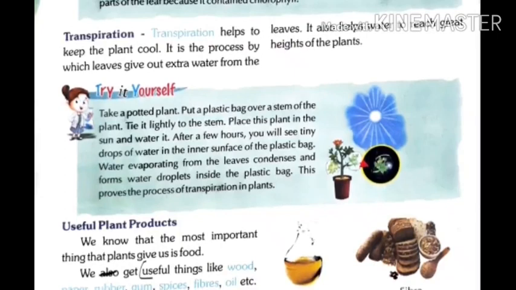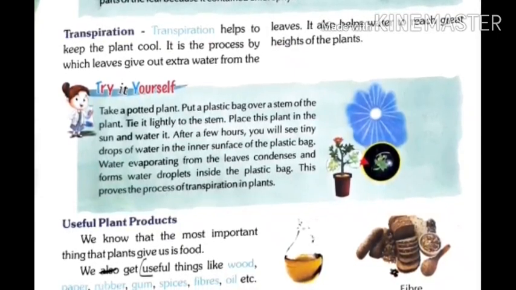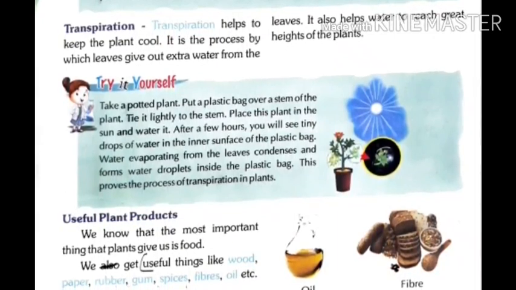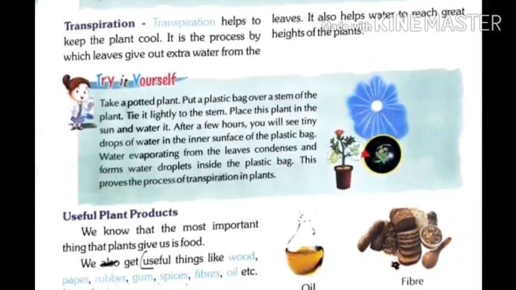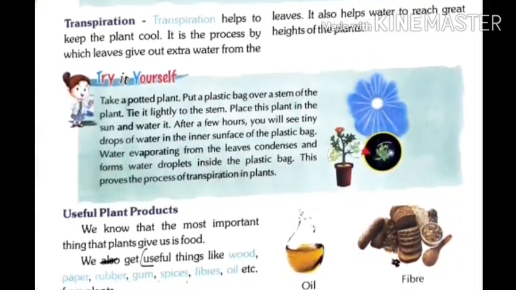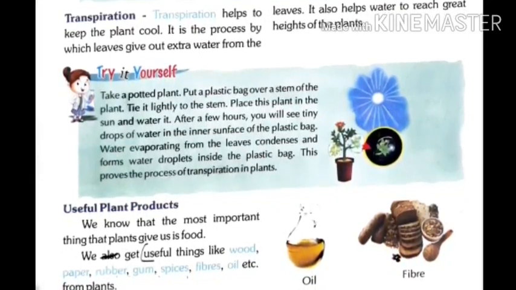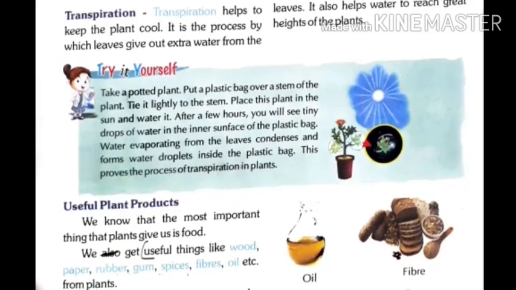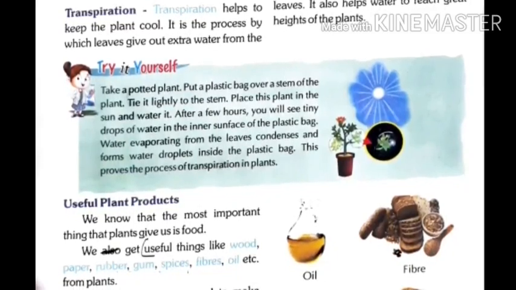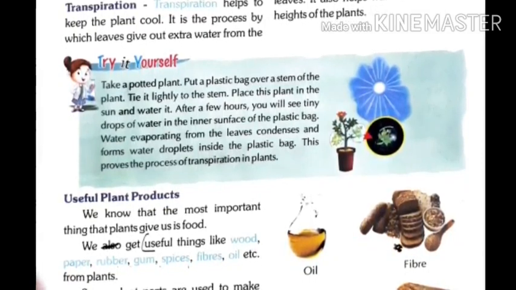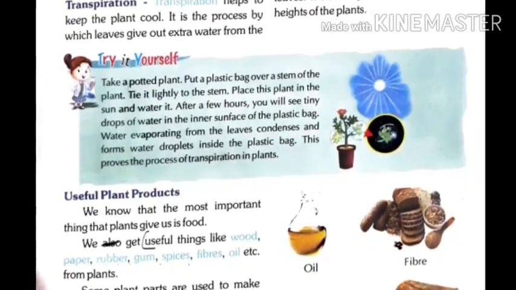After a few hours, you will see tiny drops of water on the inner surface of the plastic bag. Water evaporating from the leaves condensed and formed water droplets inside the plastic bag. This proves the process of transpiration in plants.